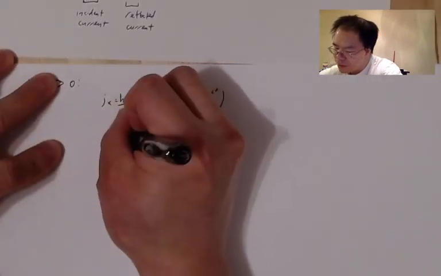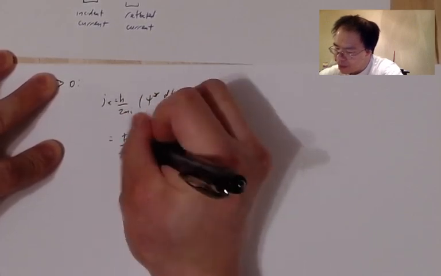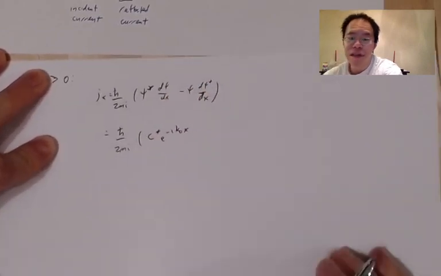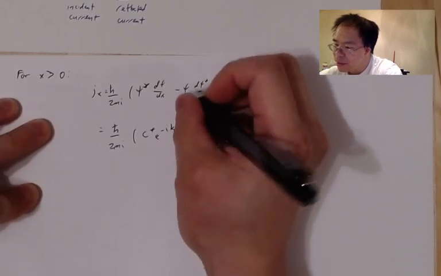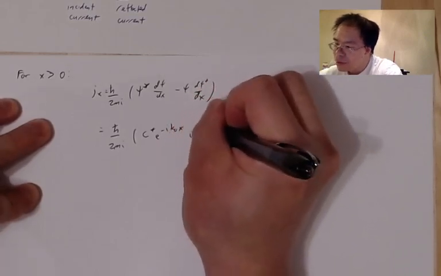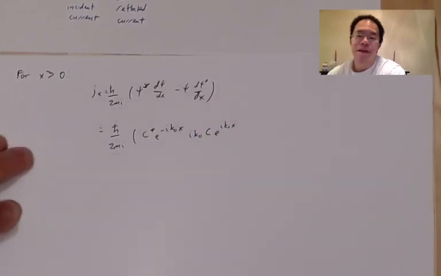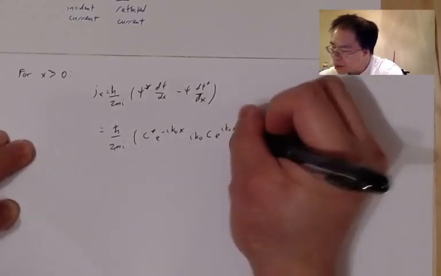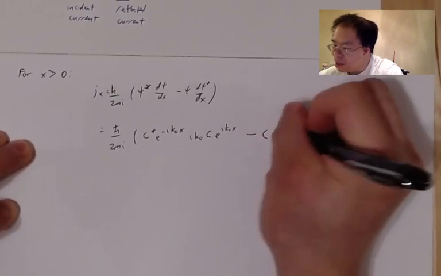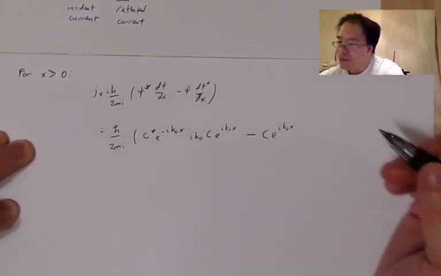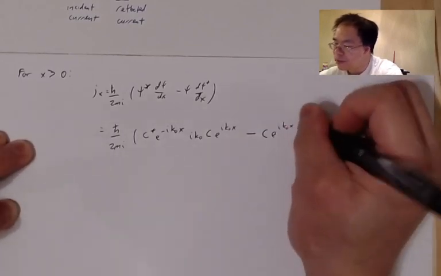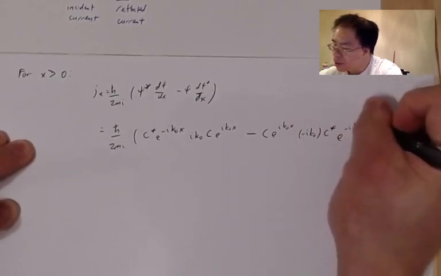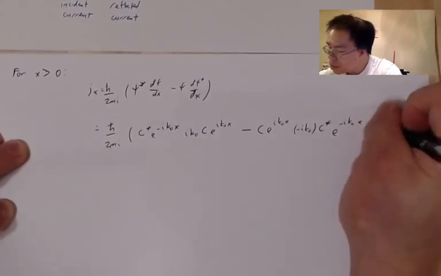So forthwith, let's do it. 2mi psi star is c star e to the minus i k naught x. And then d psi dx brings down an i k naught c e to the i k naught x. You can already see a bunch of stuff is going to, the exponentials will multiply out. And then we have minus psi, so that's minus c e to the i k naught x. And then psi star, d psi star dx will pull down a factor of minus i k naught c star e to the minus i k naught x. Okay?